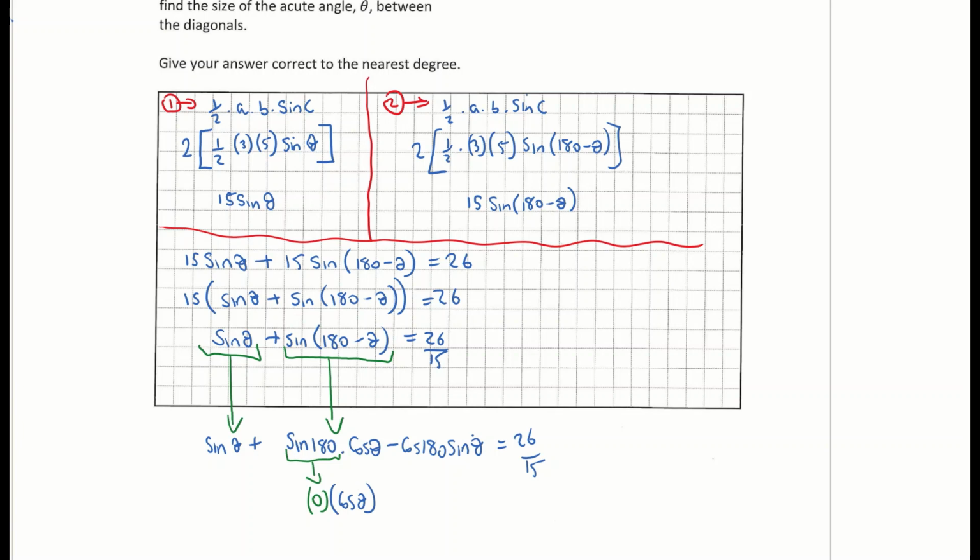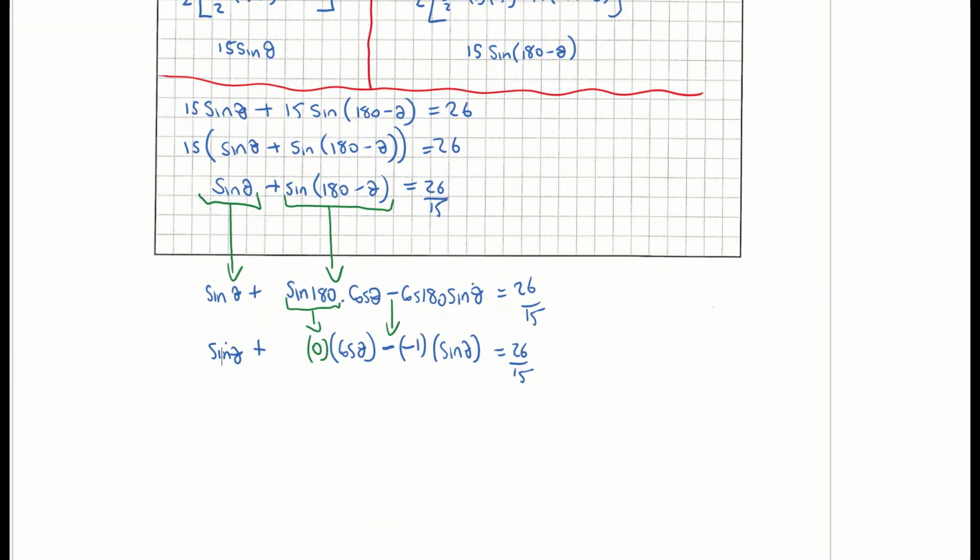And then I'm going to put back in my minus here. And when I evaluate cos 180 on my calculator, I get minus 1. And then I'm multiplying that by sine theta. And again, equals 26 over 15. And again, put back in my sine theta there to the front. Tidying this up now, if I multiply 0 by cos theta, that's just going to give me 0, plus my sine theta to the front. 2 negatives give me a plus, and 1 multiplied by sine theta gives me sine theta.